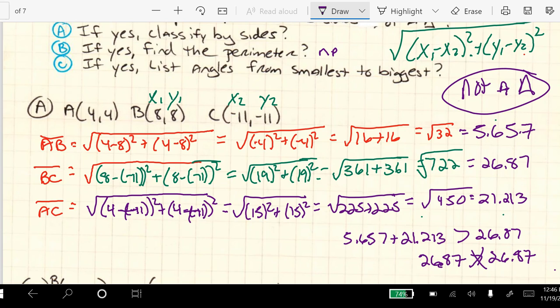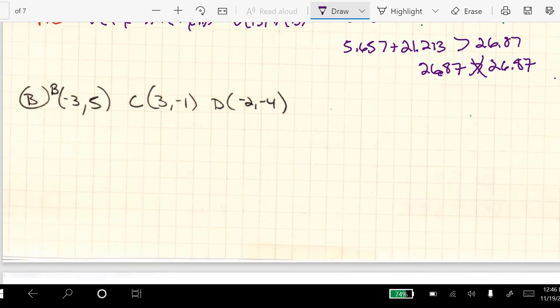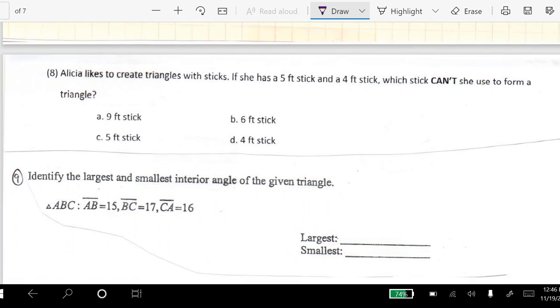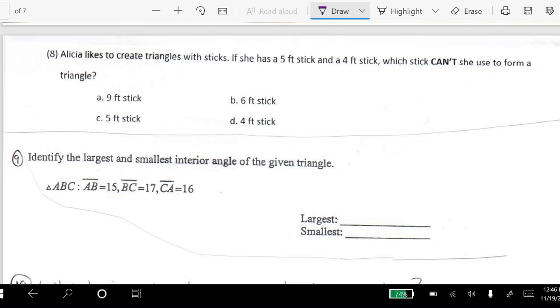And then for C, if yes, list the angles from short to big. Since it's not possible to create a triangle, we wouldn't be able to go further. So we'll just do a couple more short answers, maybe some that look a little different, but we're not going to do every problem anymore. We've done pretty much all the types.